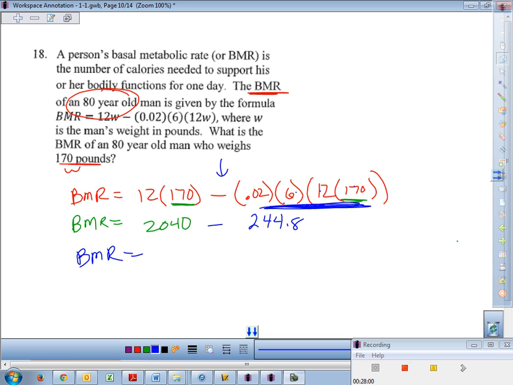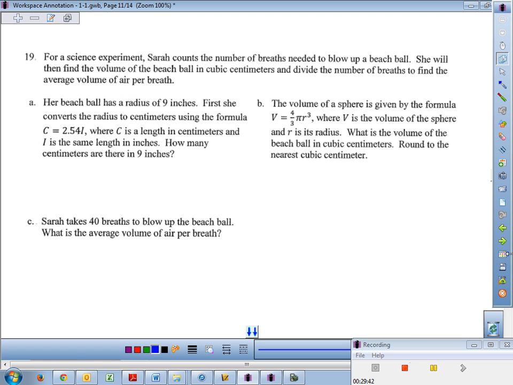Why don't I find my answer key and look that up? What you get? 795? So this old guy burned 1,795, about 1,800 calories a day just by laying around. Just by laying around. Cool? So that means he's got to eat that much to stay the same weight in his calories. Cool?